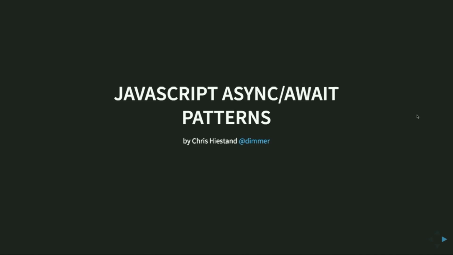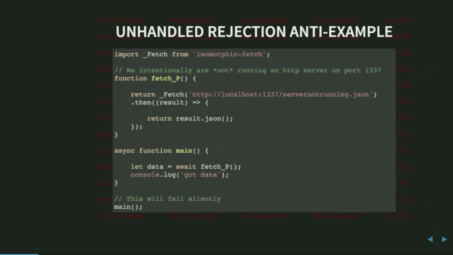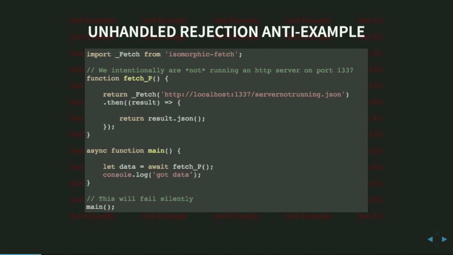Basically, I started using async await like 5 or 6 months ago, and just kind of noticed some patterns, and thought it'd be useful to show to people who hadn't really used it much. Just help you get bootstrapped. The first thing that you should know about async await is that there can be hidden errors.